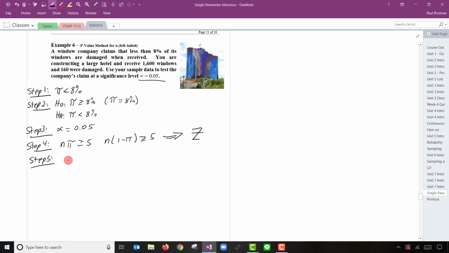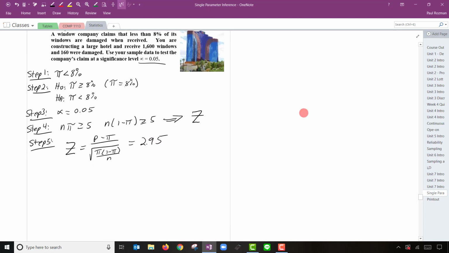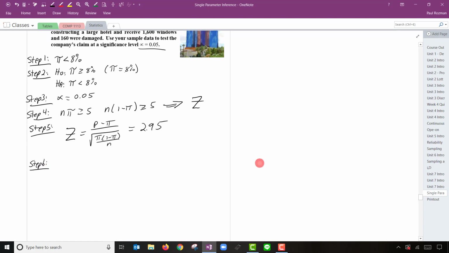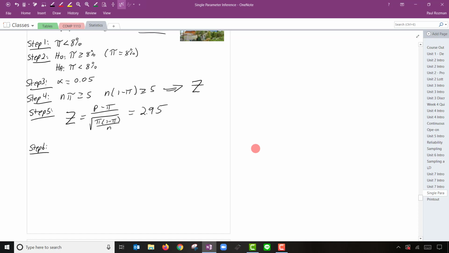Step 5 is calculate your test statistic. You have a formula sheet for this. Back in my day, we had to memorize these things. And we'd already plugged in the numbers. It was, again, 2.95. So really, not much has changed with this example, except our arrows here are inequality signs. Step 6. We could do it 2 ways. Let's do it both again. You would never do it both in real life, but just while we're learning it.